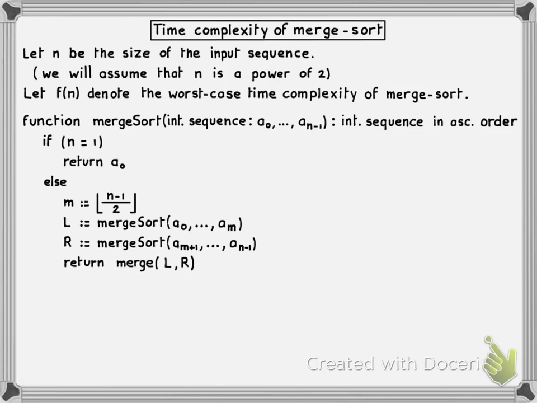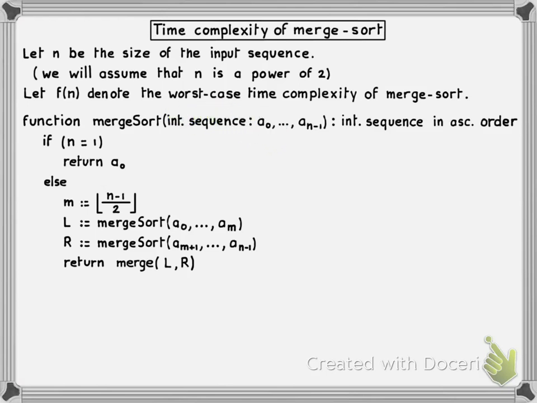Now, a natural question would be, why are we looking at the worst case time complexity? It looks like at this level of description, there aren't any differences between the best case and the worst case, because merge sort always does the same amount of work for a particular value of n. If n is 1, you always do this. If n is greater than 1, you always do this, and there's no while loop or if statements in there. So why are we talking about the worst case time complexity?